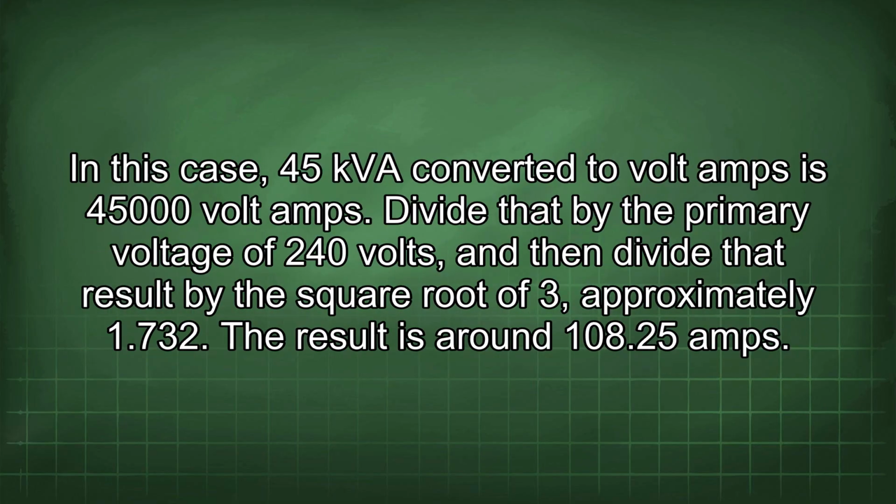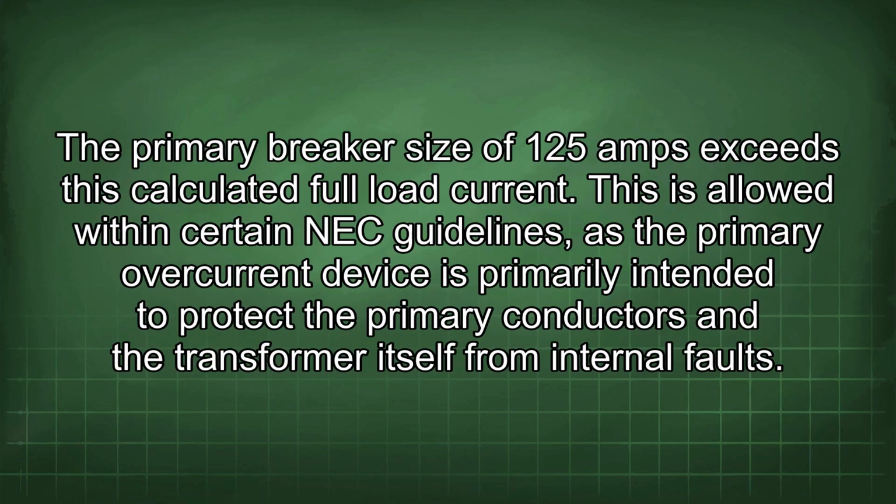In this case, 45 kVA converted to volt amps is 45,000 volt amps. Divide that by the primary voltage of 240 volts, and then divide that result by the square root of 3, approximately 1.732. The result is around 108.25 amps. The primary breaker size of 125 amps exceeds this calculated full load current. This is allowed within certain NEC guidelines as the primary overcurrent device is primarily intended to protect the primary conductors and the transformer itself from internal faults.